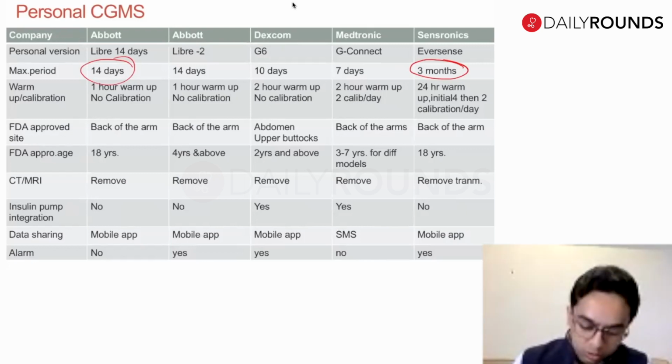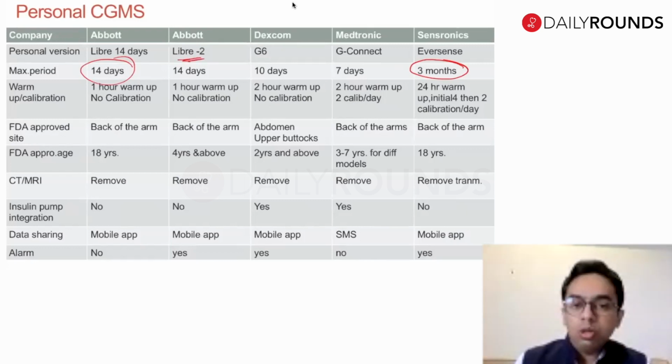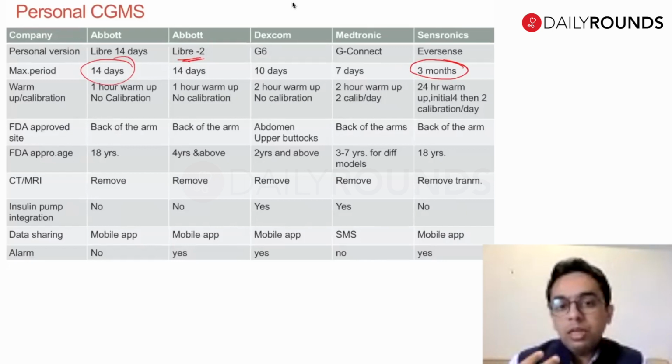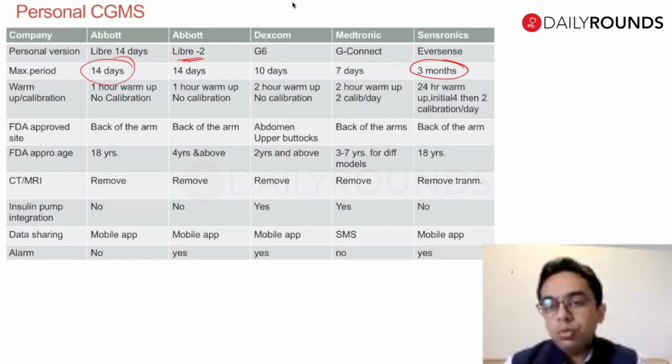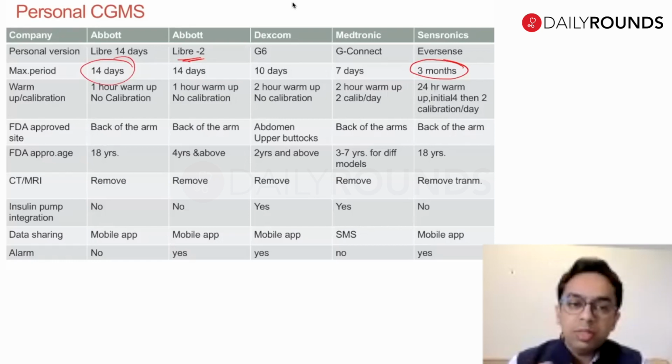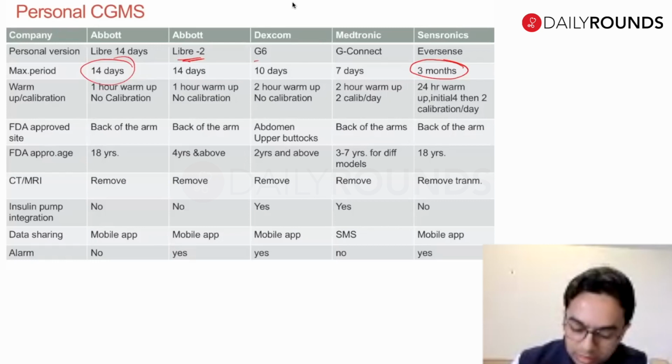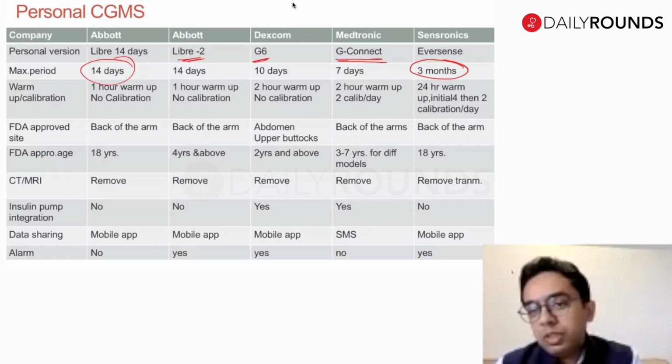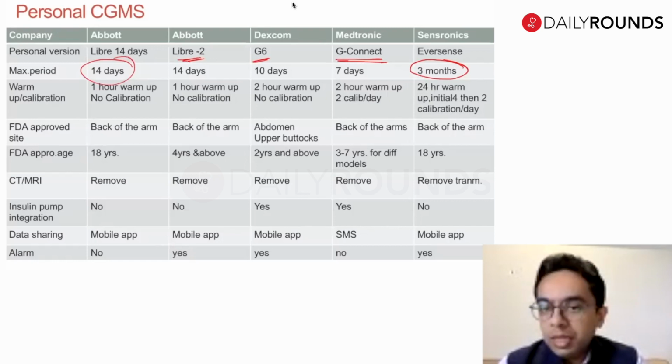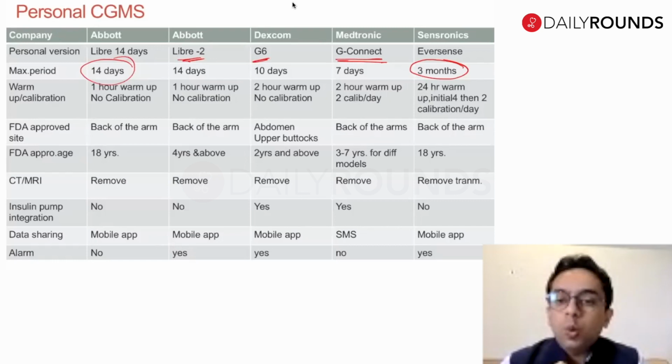Then Libre 2 is not available in India. It's a more advanced version where it can give data to the mobile app and to the doctor also, which is not available in the Libre version. I'm coming to more detail. Then we have Dexcom G6. It is available. Guardian 4 is the latest version we have available in India, which does not require calibration.